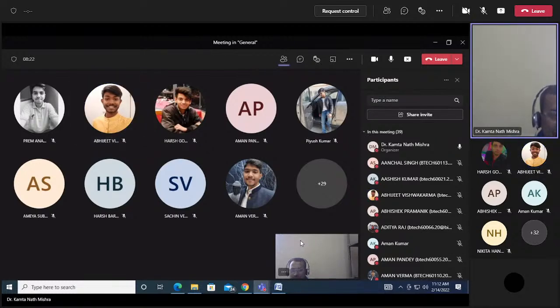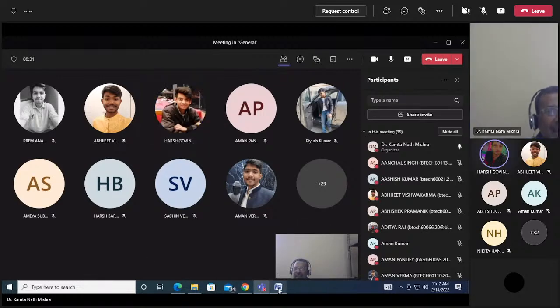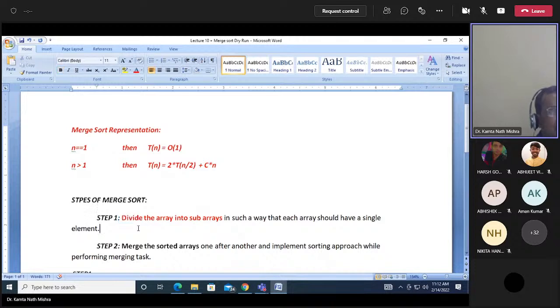So that is step 1. We don't need to divide the country. What we need to divide? We need to divide the array. So this is step 1. In step 1, we divide the array into sub-arrays in such a way that, or till that, each array after division will have how many elements? Only 1 element.